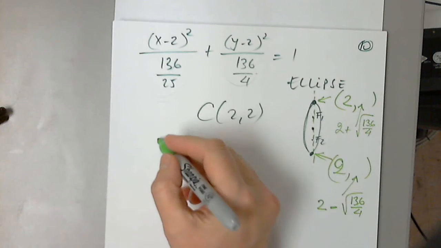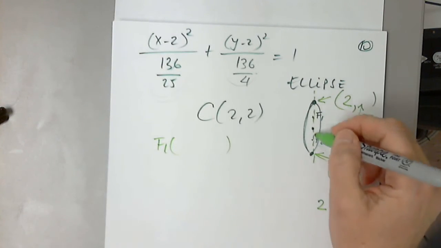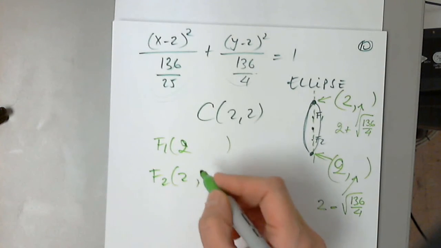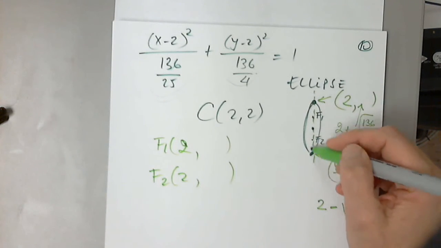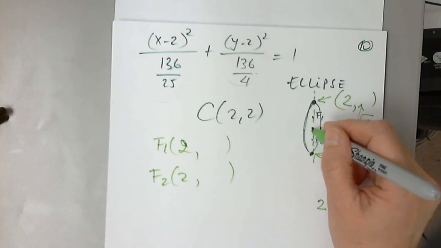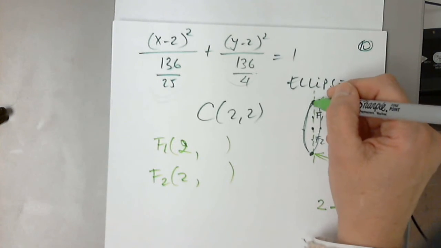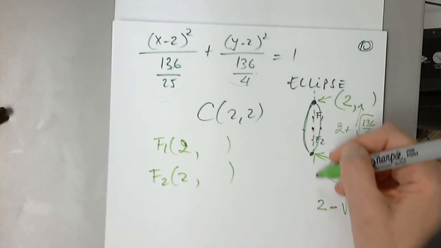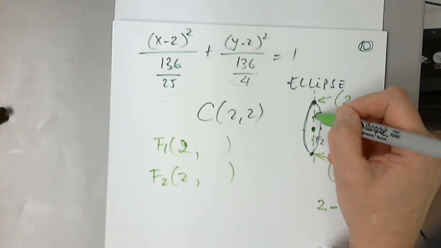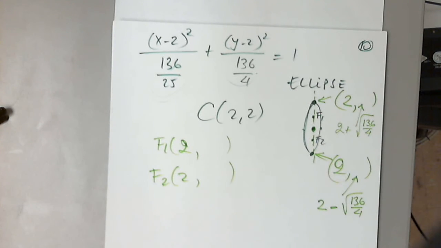Okay, first of all, F1 must have the same x as the center, and F2 must have the same x. So all of them, the vertices, and of course I should determine these vertices as well. It's a vertical ellipse, so the center and the foci all have to be on the same axis. They all have x equals 2. Now we have to determine what?